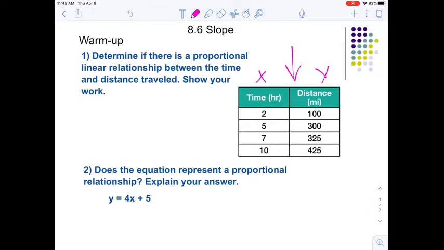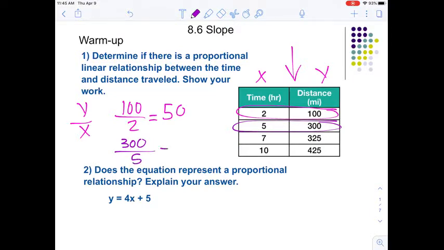I am going to just plug in a couple of points using y over x and see if that ratio is consistent. So I'm going to start with this first row. My y is 100 and my x is 2. Well, 100 over 2 is 50. Then I'm going to try my second one where my y is 300, my x is 5. 300 divided by 5 is 60. These are not the same, which means they're not constant, so they are not proportional.